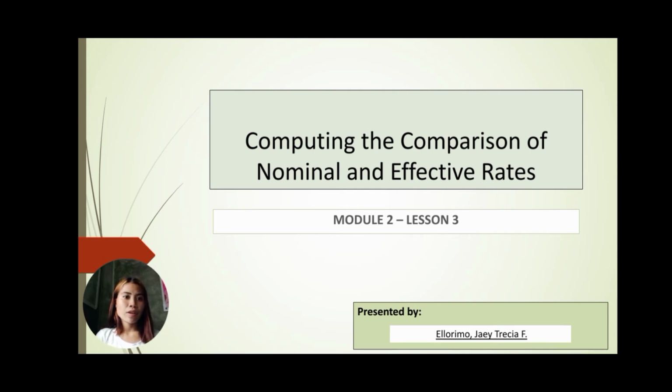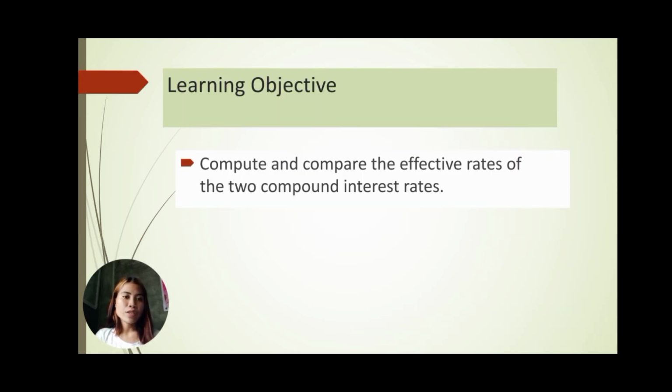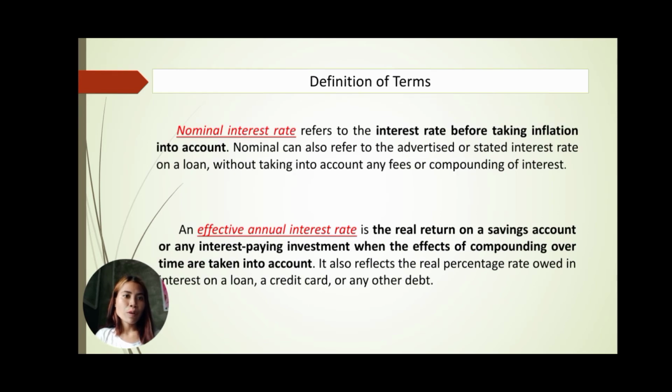Computing the comparison of nominal and effective rates, which is Lesson 3 of Module 2. So here is our learning objective: it is to compute and compare the effective rates of the two compound interest rates. Before we proceed to the discussion, here are the definitions of the important terms to clearly comprehend the aim of the topic.